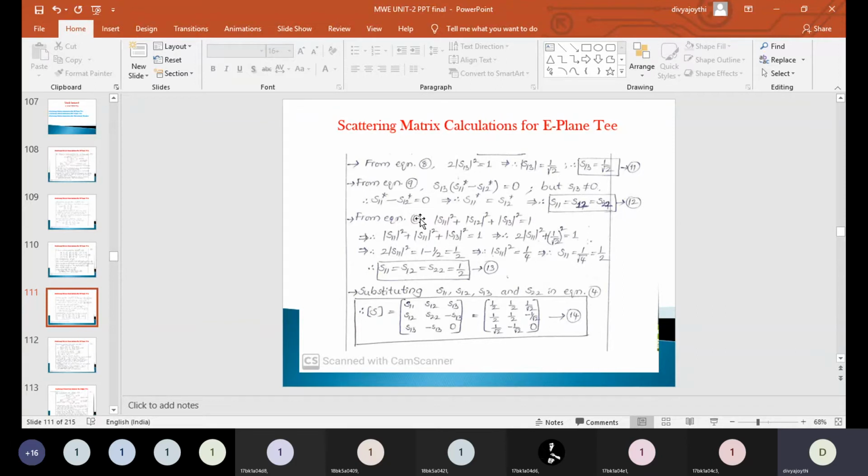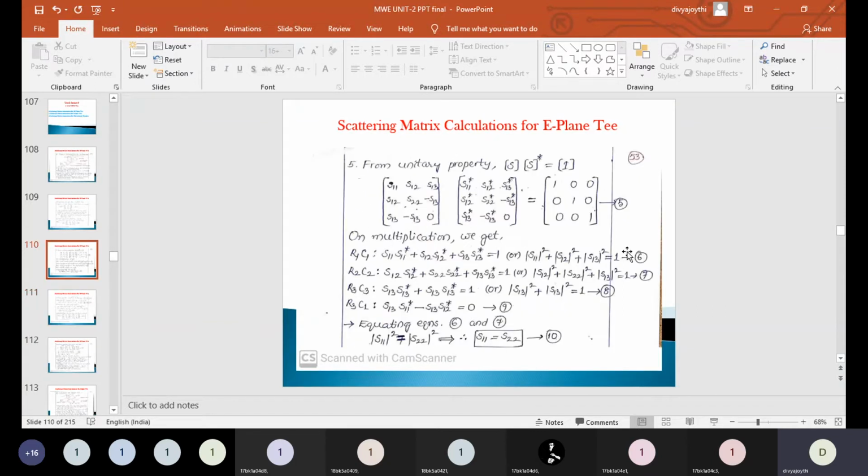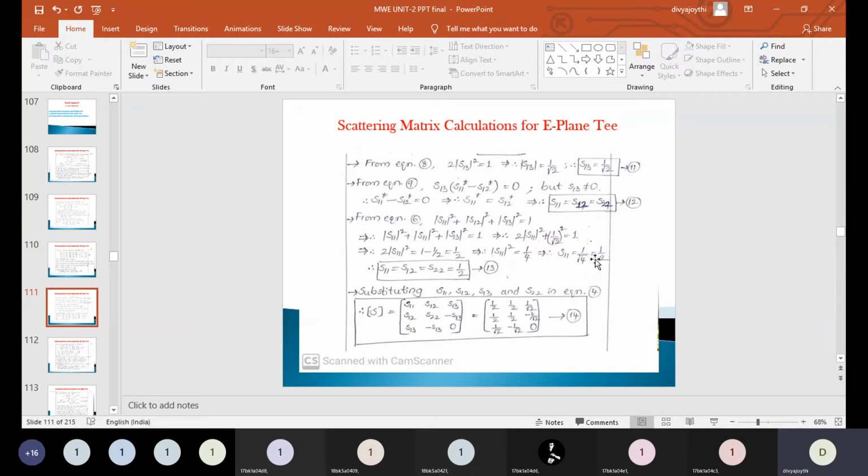So next, from equation 6, what is equation 6? This is equation 6. We'll take equation 6, and whatever we got here, we are going to substitute. Here we have two S11s, so that will be 2 S11 square, and the S13 value we got is 1 by root 2. So 1 by root 2 whole square will be 1 by 2. Just send that 1 by 2 to the right hand side. So this is what we are going to have. So finally we are going to get S11 as 1 by 2.